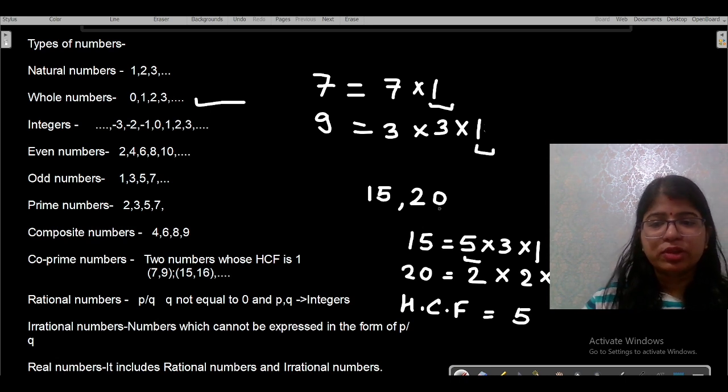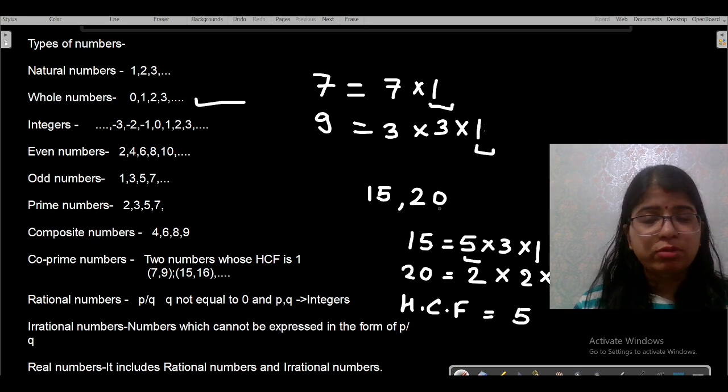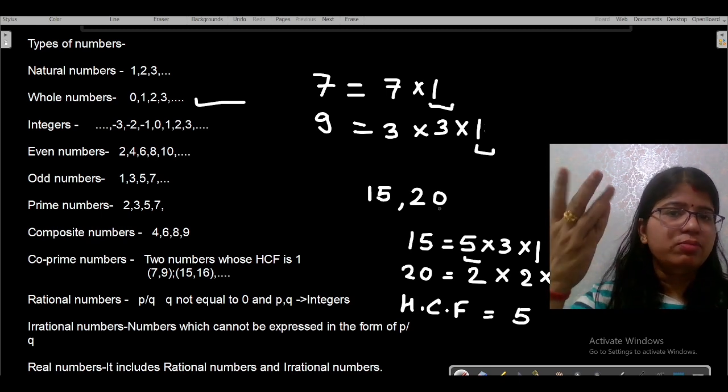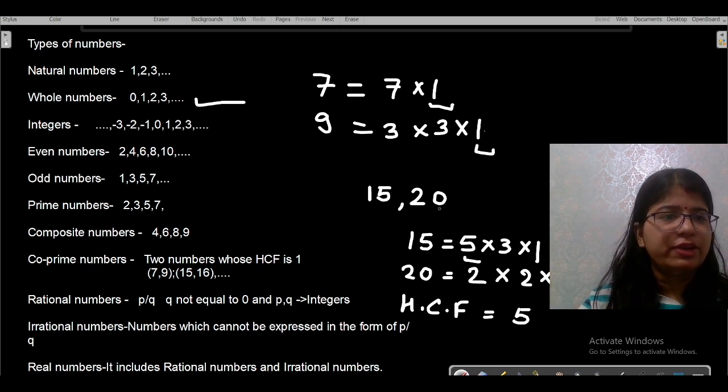Here it is 5. So you can find whether any numbers are co-prime or not just by doing the prime factorization. If the HCF is 1, then it will be co-prime.